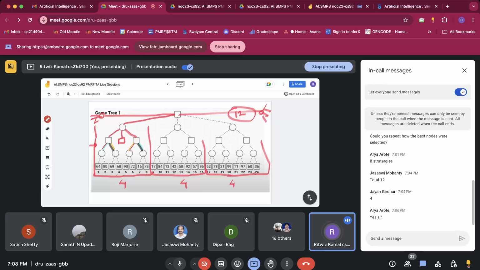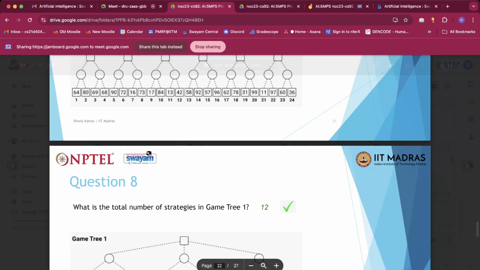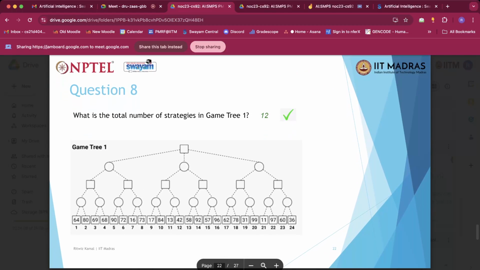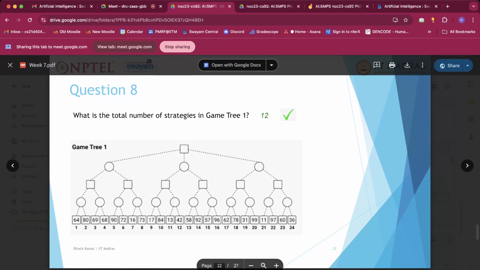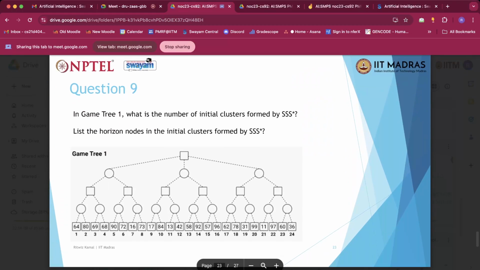Sure. Thanks for pointing that out and sharing your observation. Okay, then. So let's look at the solution. So, which is correct? We found 12 strategies. And let's move on to the next question.